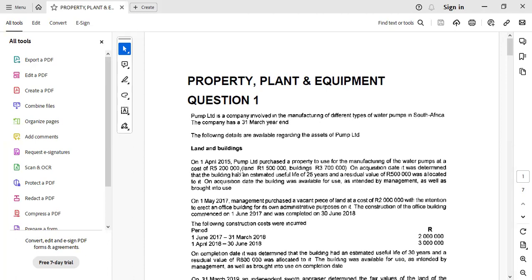Because for this module, this is one of the most important modules. You'd find that most of the other topics will be very much related to this. When we do impairment, if you don't understand how to account for PPE, there's no way that you can do impairment. When we look at the effects of transactions in foreign currency, most of them will also be related to PPE. So it is very important that we make sure that we understand whatever we shall do in terms of this PPE.